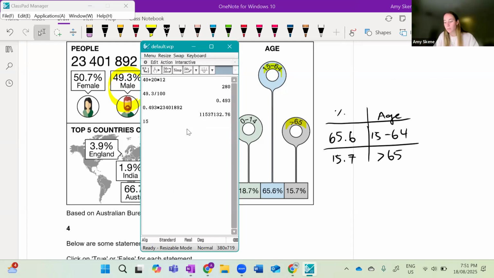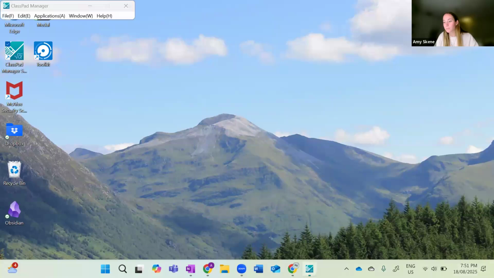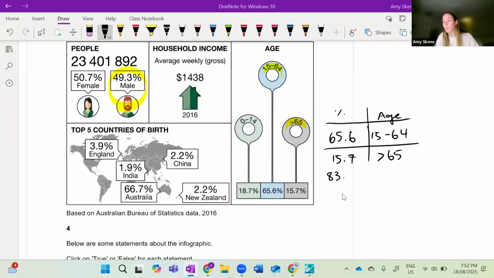So I've got 15.7 and I'm going to add on 65.6%. So this gives me a percentage over 15. So 81.3%, that total, sorry, I've already forgotten it, 81.3%. So we've got 81.3% total over 15 years. So that's me summarizing it at the very bottom.